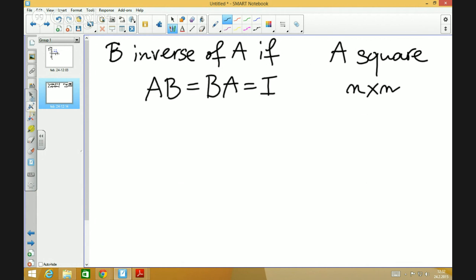Splendid. Now, we may ask ourselves, what kind of properties? Oh, by the way, we also saw how to compute such a matrix if it exists. How do we do it? By using what?